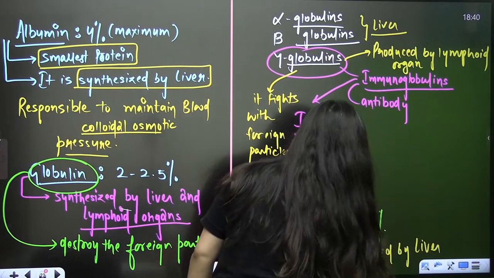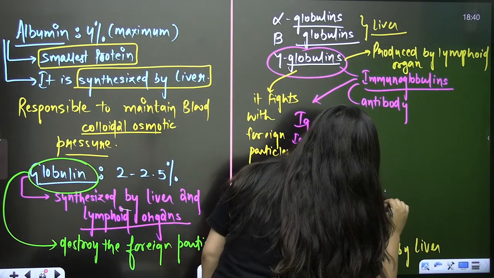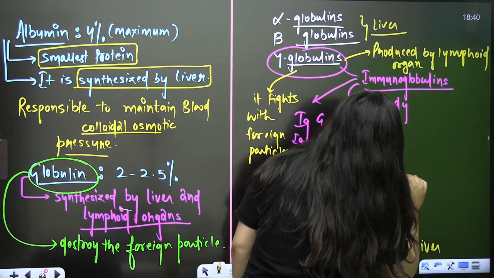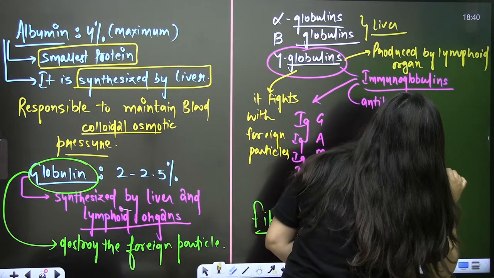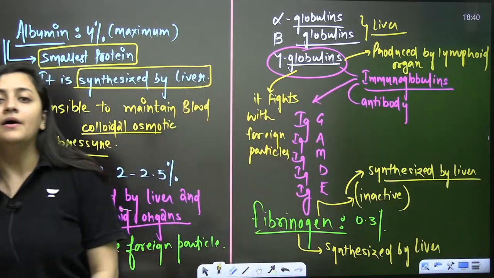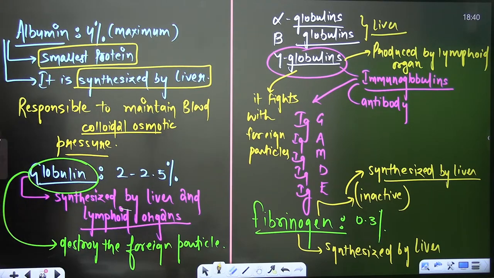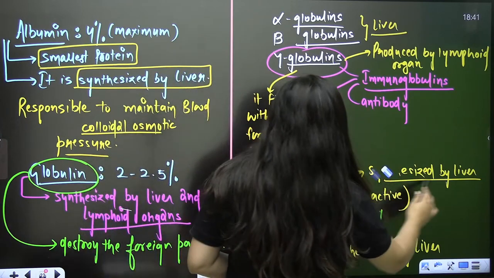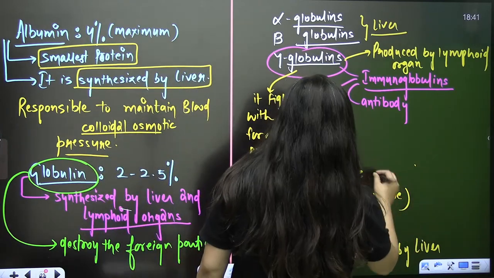And this fibrinogen is in inactive form, and it is synthesized by the liver again. So the liver is very important here. The liver is going to form the plasma proteins. Clear, bachche? So fibrinogen is there, and then comes your prothrombin. Ultimately, as I said, they are basically going to help in blood clotting.